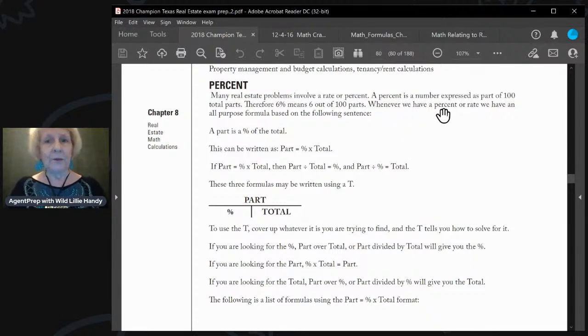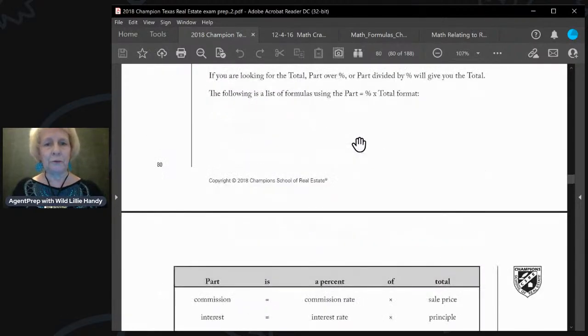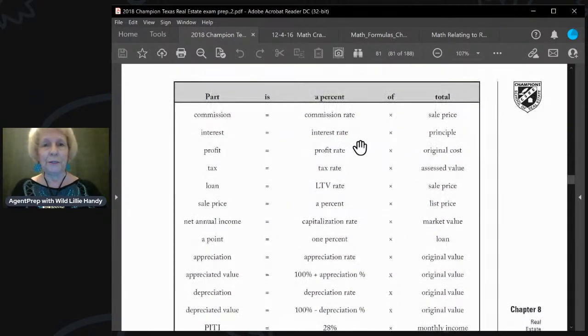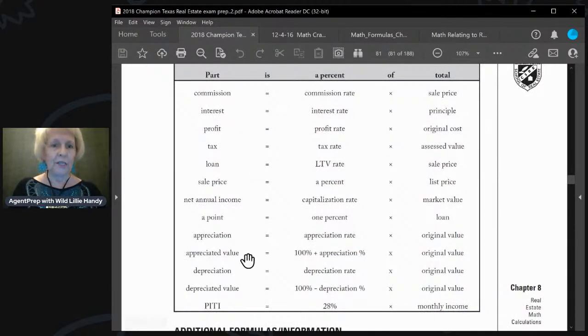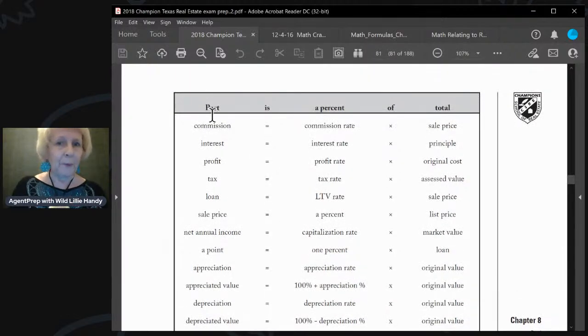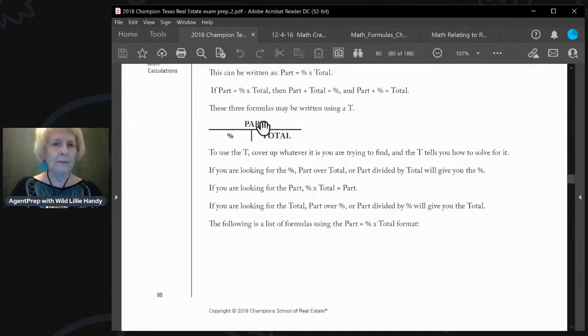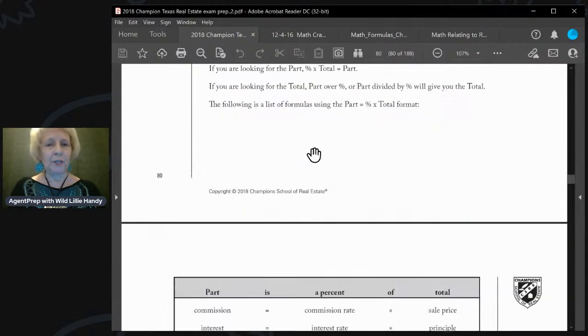So it's 6. Whenever we have a percent or rate, we have an all-purpose formula based on the following sentence: a part is percentage of the total. Remember that, okay? Crucial that you remember, because this formula, okay, is used for calculating these different types of equations or types of problems. So here you have the part, the percent, and the total, right? So here's the formula: part, percent, and total. So part equals percentage times the total.